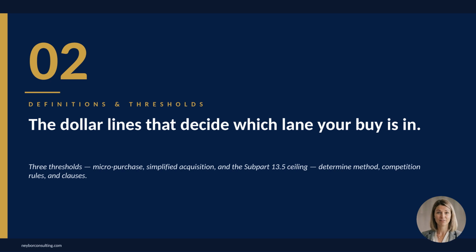Section 2, Definitions and Thresholds. Almost every dispute or compliance issue I see in the simplified acquisition lane comes back to one of three numbers. If you remember nothing else from today, remember the three thresholds we are about to cover. They tell you which method the contracting officer will use, which clauses go in your contract, and what kind of competition the regulation requires.